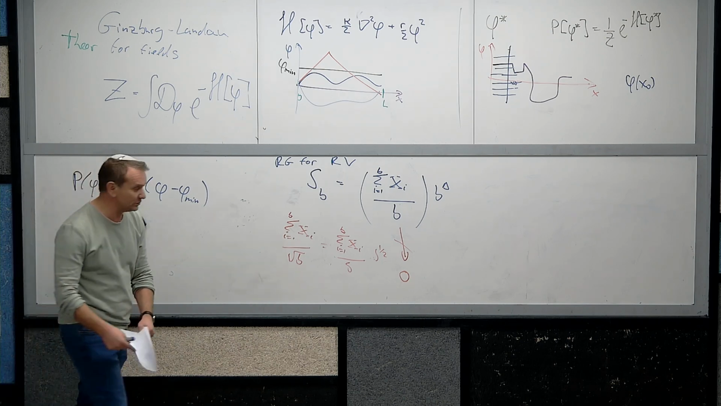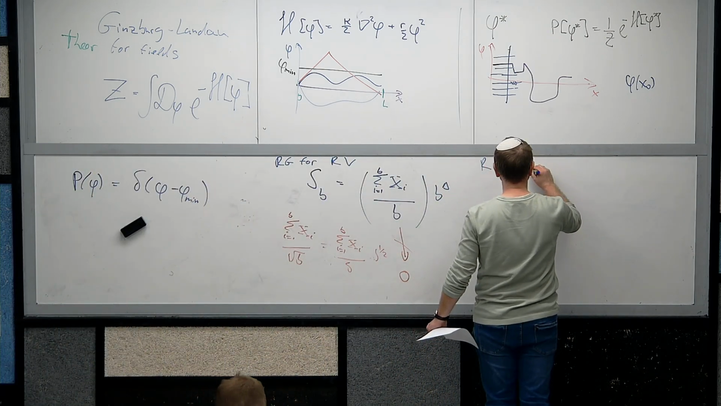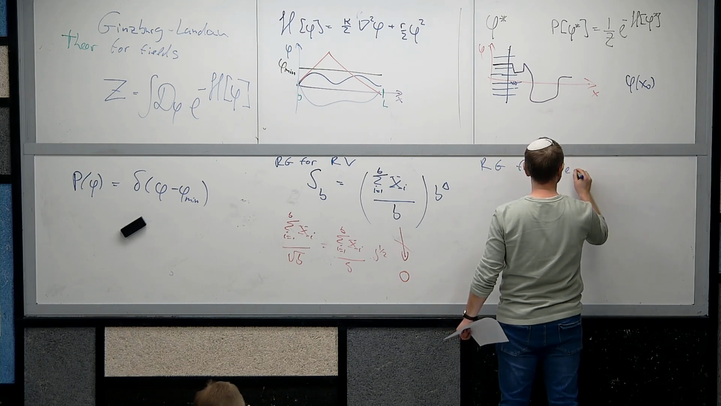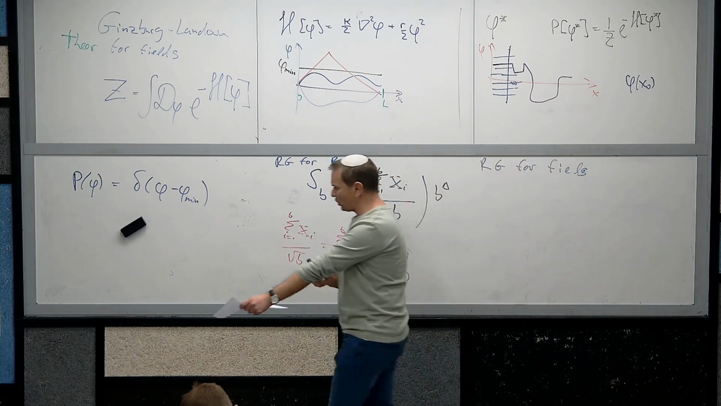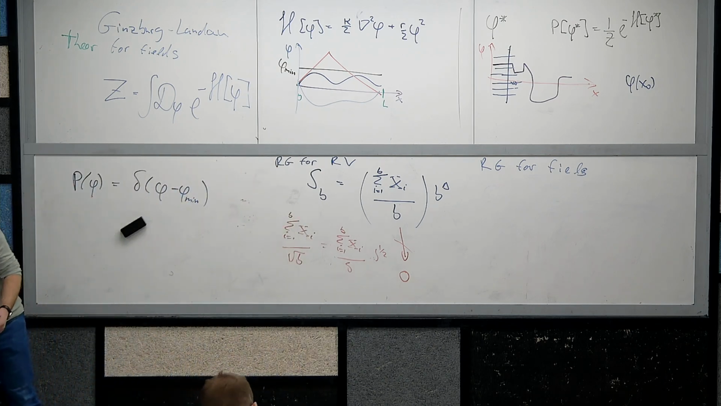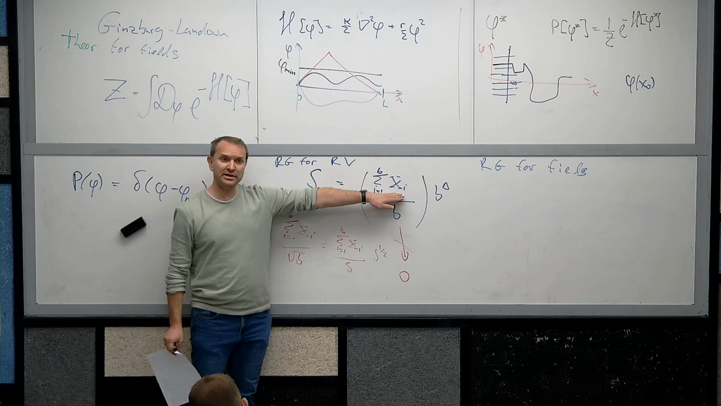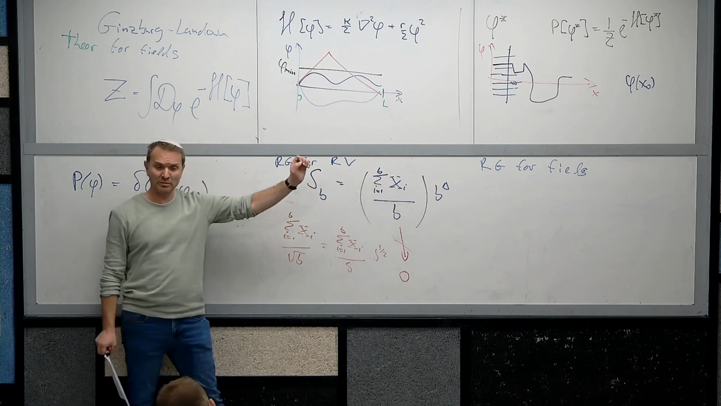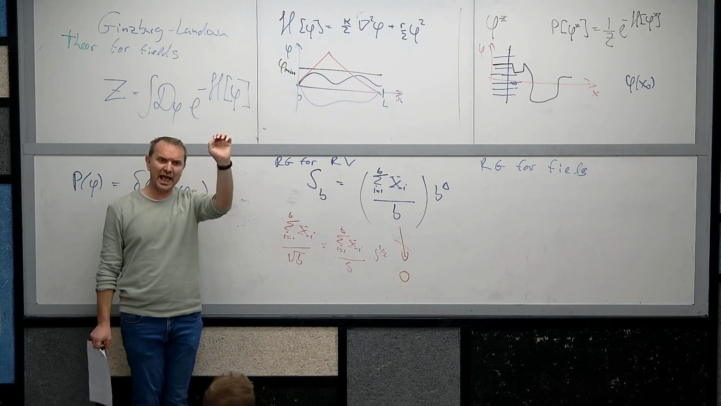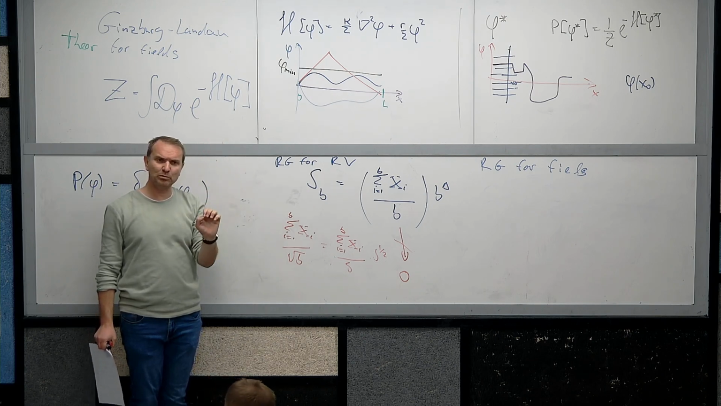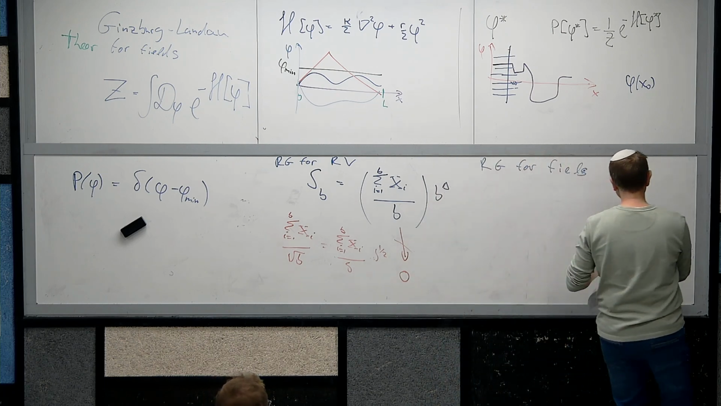So RG for fields. Now, so first of all, what's the idea? I take many different xi's. Remember, this is like choosing a field at specific point, and I average over different xi's. All right.